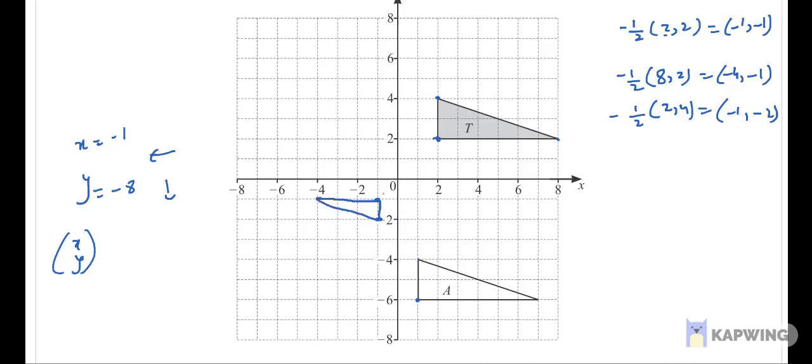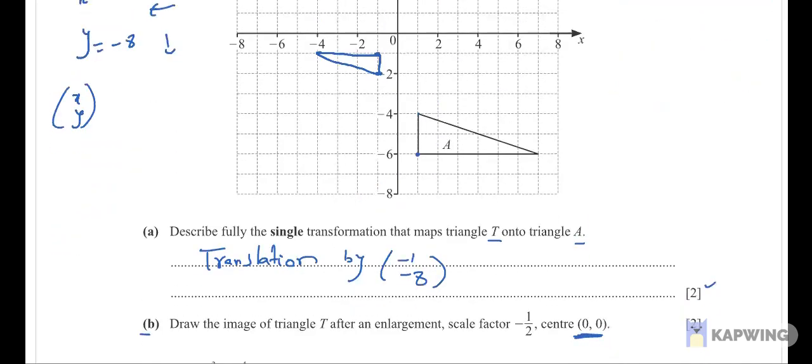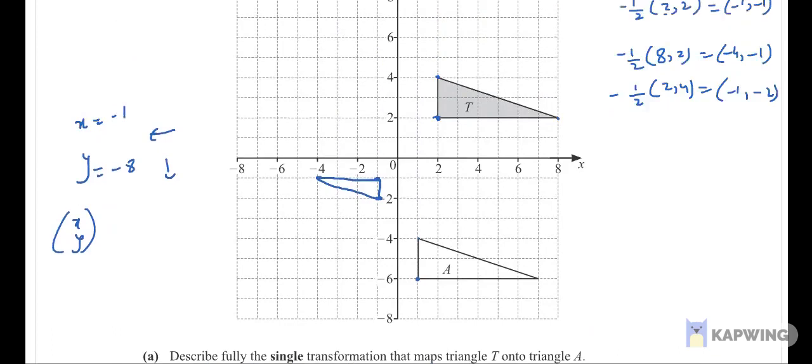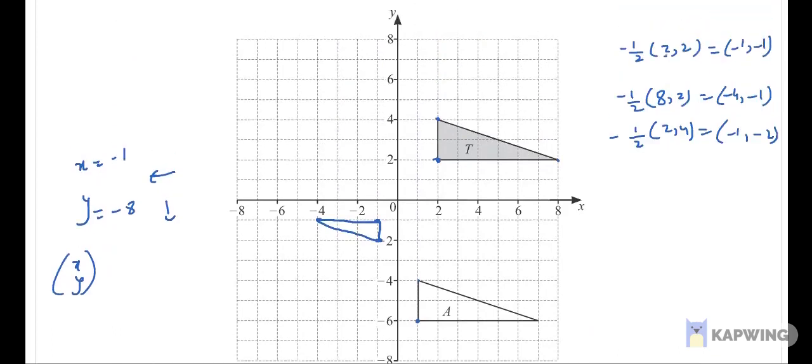But it's looking like reflection as well. Let me check. The original coordinates were (2, 2), (2, 4), (8, 2). So the scale factor has been asked: triangle T after an enlargement of the scale factor -1/2 with the center (0, 0). So if we take that, this will be (-1, -1). Okay, that is the point (-1, -1). (-4, -1), and then (-1, -2). That is so, but why is its diagram looking a little bit awkward?